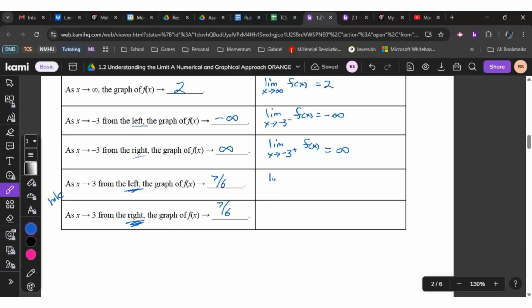So let's write that out in limit notation. The limit as x approaches 3 from the left, that's that little negative up above, of f of x is 7 sixths. And the limit as x approaches 3 with a little plus sign from the right of f of x equals 7 sixths. What does that tell us about the limit there if both sides are equal? Does the limit exist? Yeah. Exactly. That limit exists because it's the same from left and right.